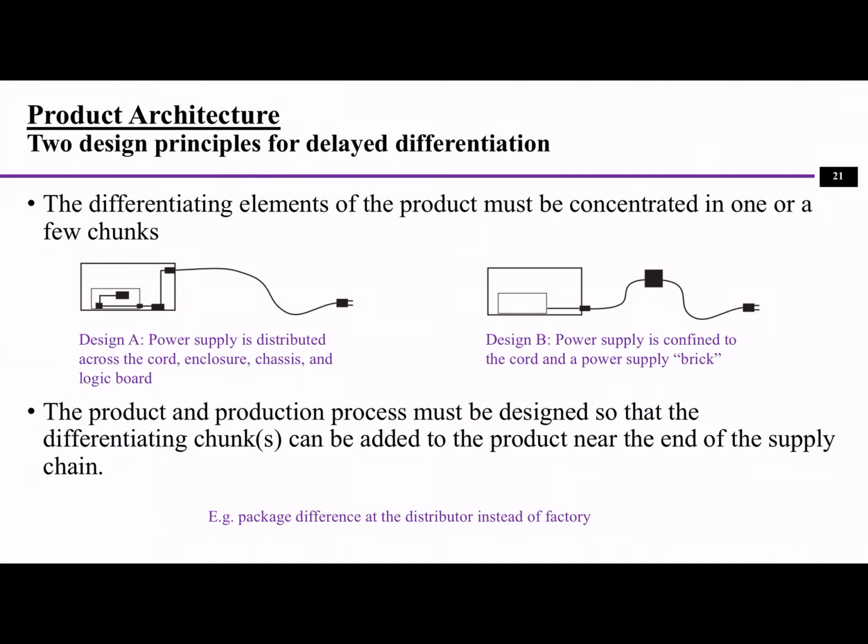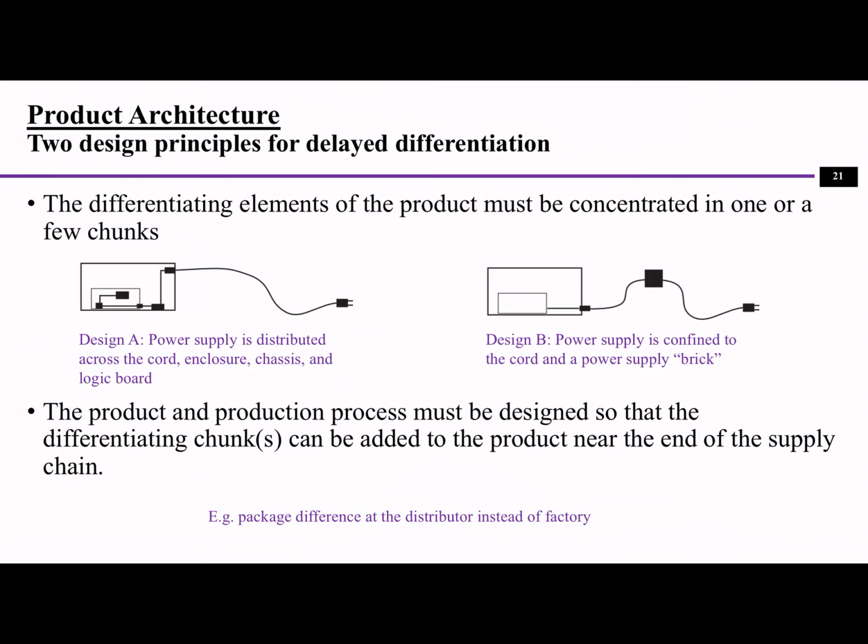Well, instead, in design B, the power supply is confined to the cord and the power supply brick. So basically, this is only one chunk that is different for different product types. In this case, you can see this whole device or equipment is all the same. For the assembly line, they only need to assemble all the same products, so it's really efficient. And the only difference is the kind of power cord. The power cord, they can just differentiate at the end of the production process. So this also saves time and energy. So that's why differentiating elements of the product must be concentrated in one or a few chunks.